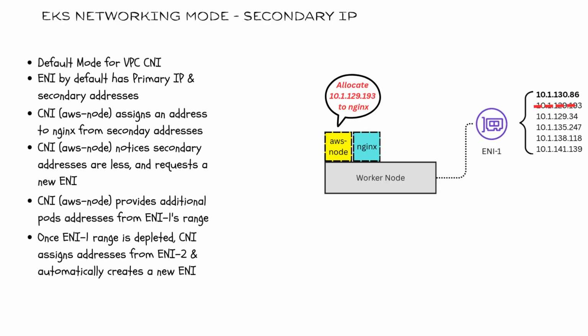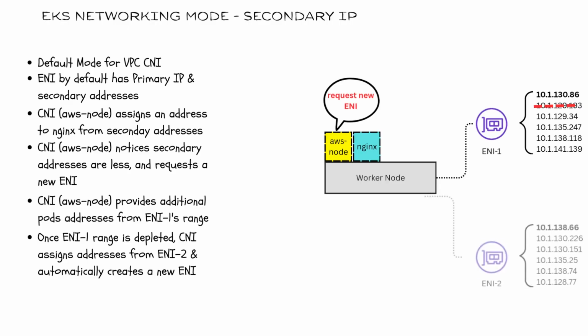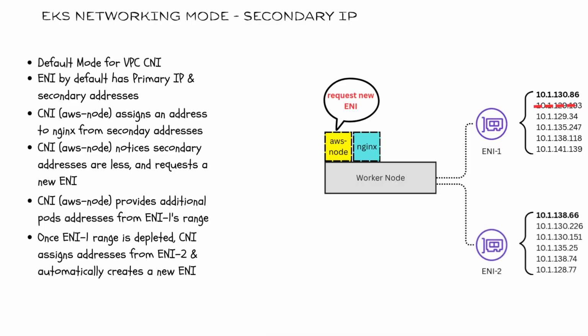When a pod, Nginx in our diagram, comes online, AWS node ensures one of the secondary addresses is allocated to it. Once the address is allocated to Nginx, the VPC CNI notices its warm or unused pool has become less and reacts by adding a second ENI, which again will have a primary address and a number of secondary addresses. Let's lab it up together and see how it works.